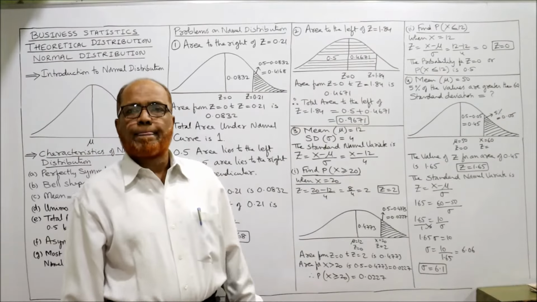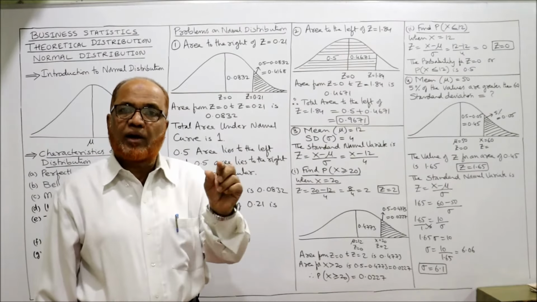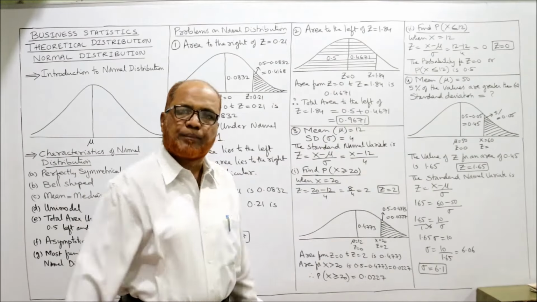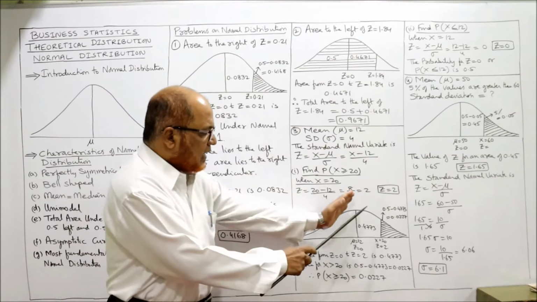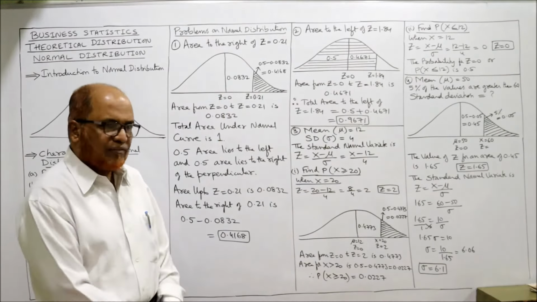First question: the probability when x is greater than or equal to 20 is 0.0227. 0.5 is the full area, from it subtract the unshaded area. That's it. This will be the first question.